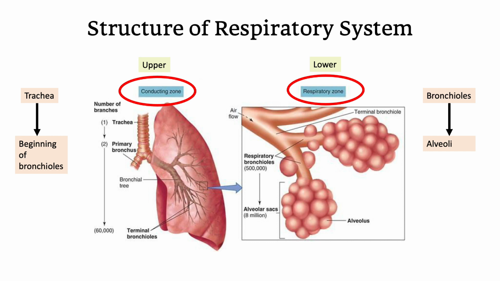Okay, before we go any further, I think anatomy has already taught you about the structure of the respiratory system. So this is just a recap. We can divide your respiratory system into two parts: the upper part, the upper respiratory system, and also the lower part. The upper part we also call the conducting zone, and the lower part is the respiratory zone. In the conducting zone, it is from the trachea up until the beginning of bronchioles.